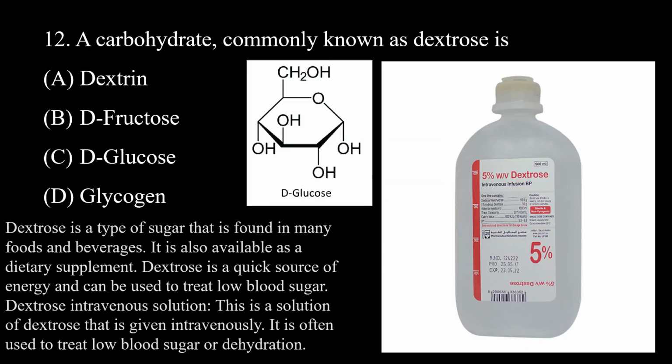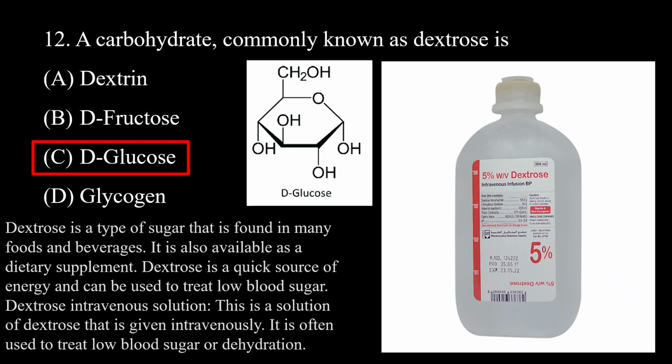12. A carbohydrate commonly known as dextrose is A. Dextrin, B. D-fructose, C. D-glucose, D. Glycogen. The right option for question number 12 is D-glucose, which is commonly known as dextrose. Dextrose is a type of sugar that is found in many foods and beverages, and is also available as a dietary supplement. For what purpose is dextrose used?